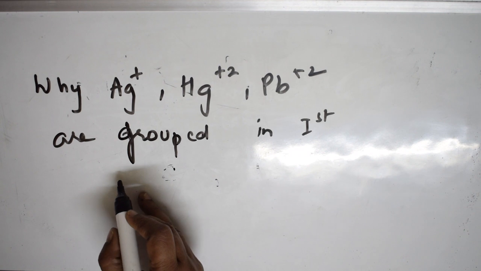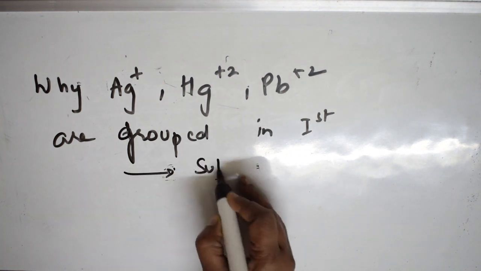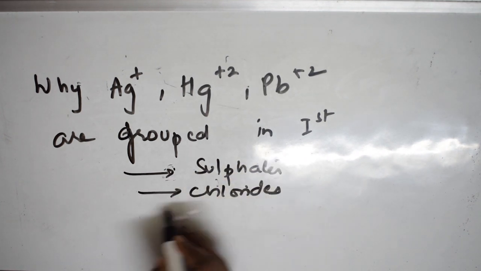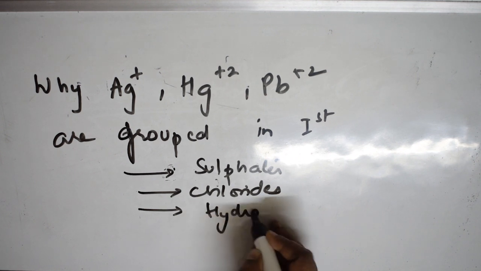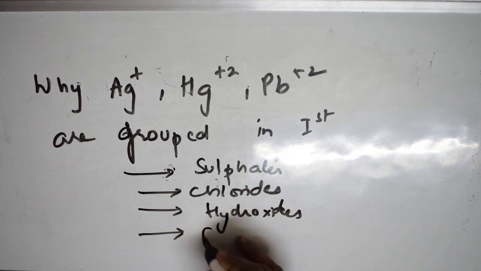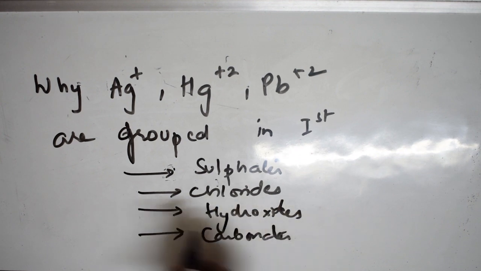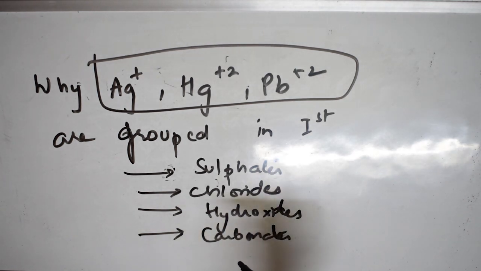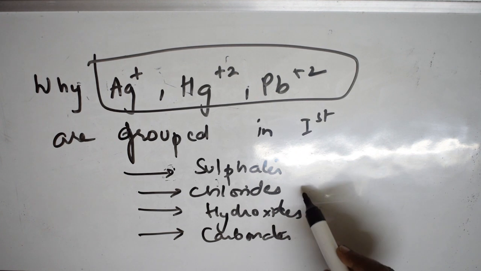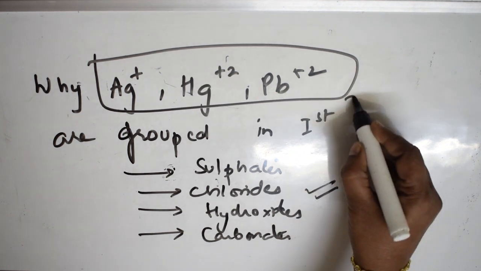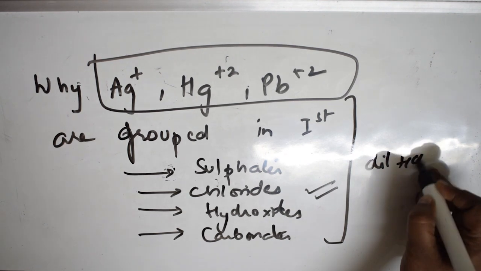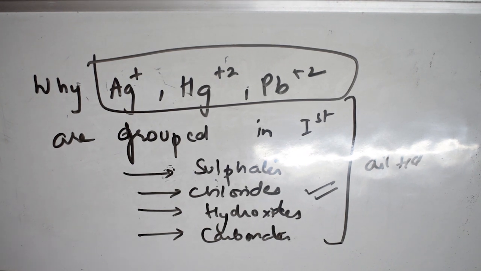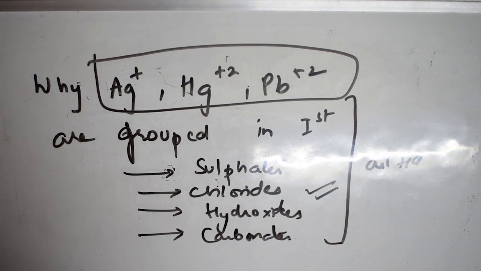Basically, how are they precipitating? First you should know: are they precipitating as sulfates, or as chlorides, as hydroxides, or as carbonates? Among all these, why are they given under the first group? You have to answer, ma'am, silver, mercury as well as lead precipitate as chlorides in the first group, because the group reagent we add here is dilute HCl. Dilute HCl is the group reagent. That's the reason they precipitate in the first group. So remember this VIVA question.